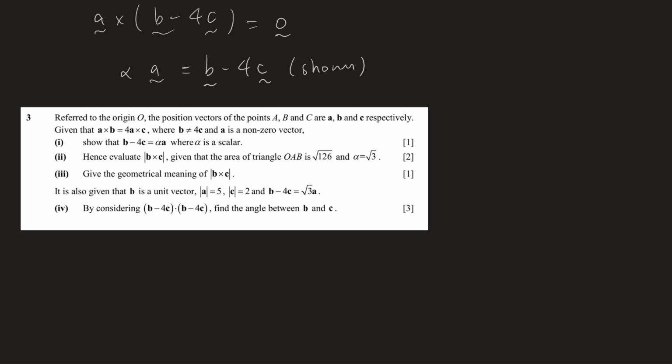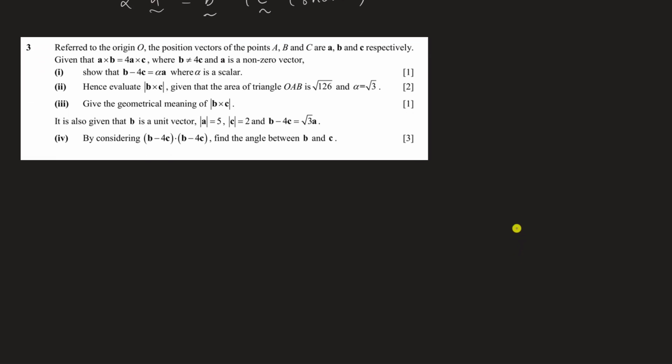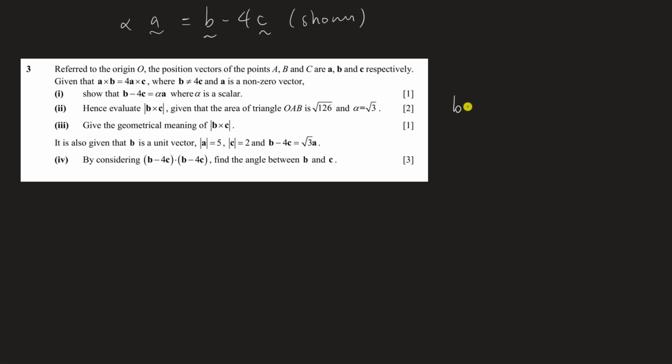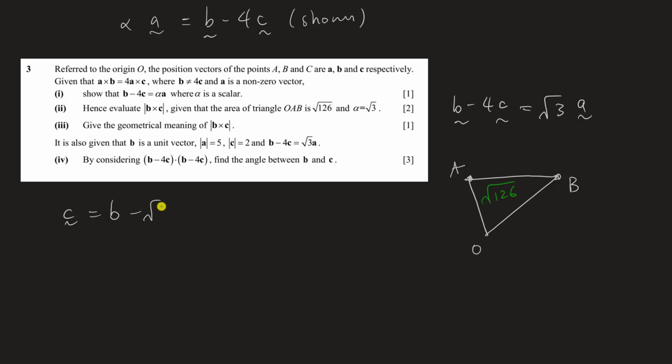Next part, hence evaluate B cross C given that the area of triangle OAB is root 126 and alpha equals root 3. So we know that B minus 4C is now root 3 A. So let's draw triangle OAB. This is root 126. Find B cross C. Now there are many ways to do this. You can make C in terms of A and B. C can be written as B minus root 3 A. And then I'm going to put it inside here.